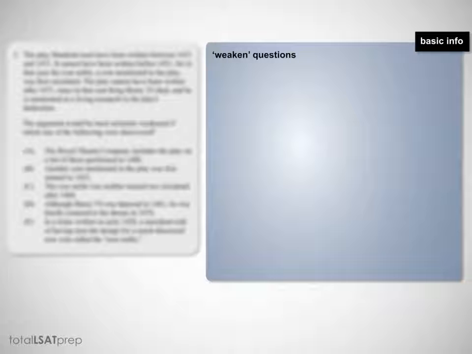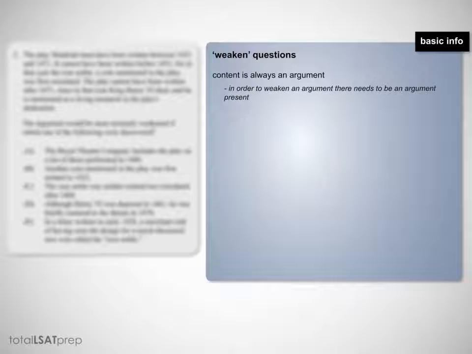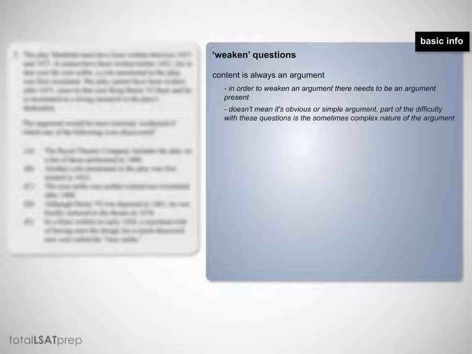So first, for weaken questions, the content is always an argument. In order to weaken an argument, there needs to be an argument present. Now, that doesn't mean that it's an obvious or a simple argument. Part of the difficulty with these questions is the sometimes complex nature of the argument.